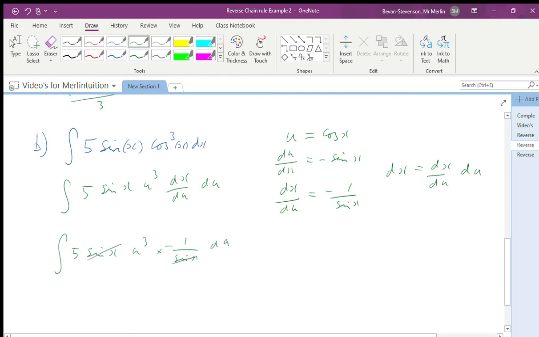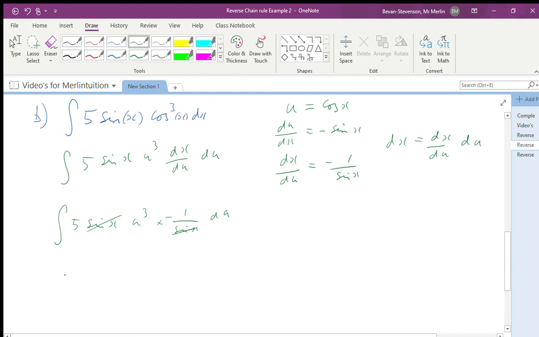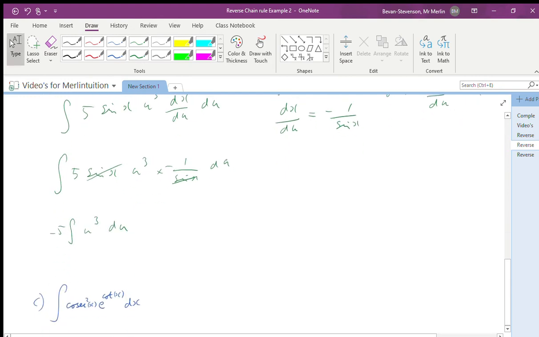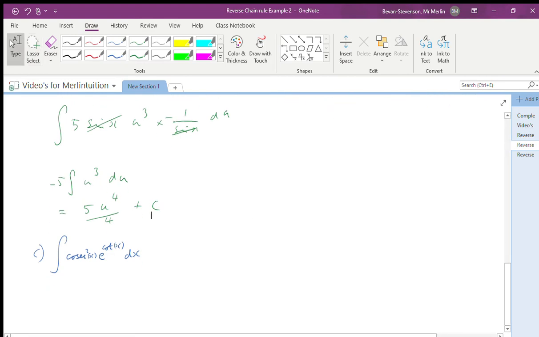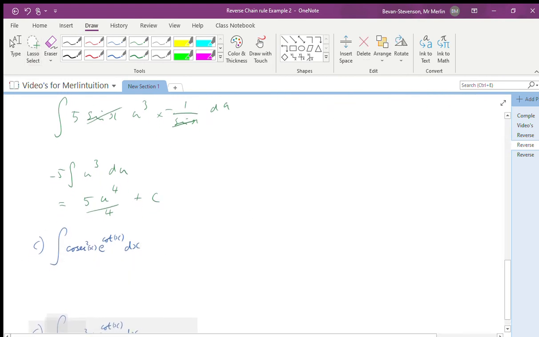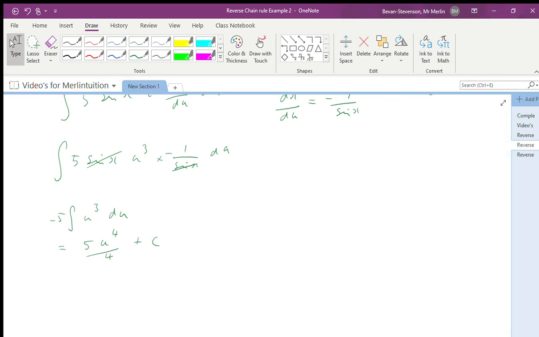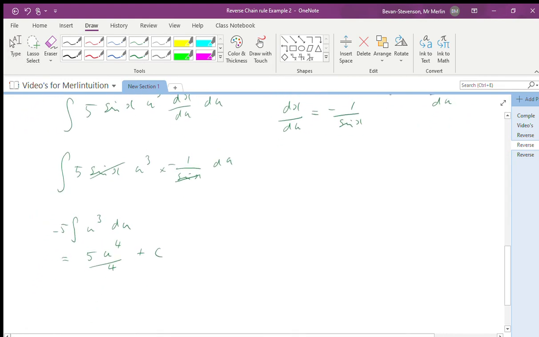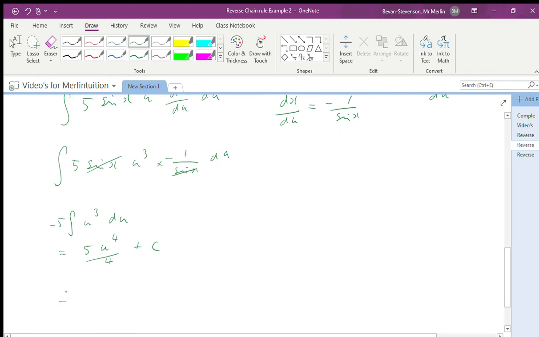From there, our sin x's will cancel. And so this is minus 5 times the integral of u cubed du, which is minus 5 u to the 4 over 4 plus c. As always, we want to leave this back in terms of x. U was cos x, so this is minus 5 cos to the 4 x over 4 plus c.